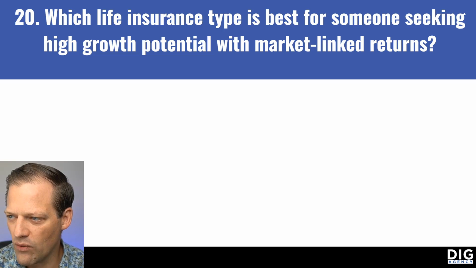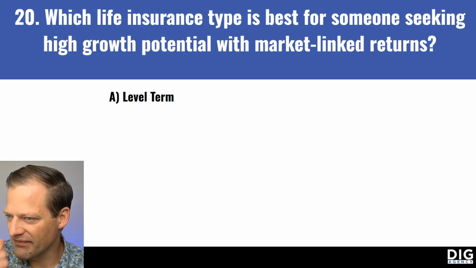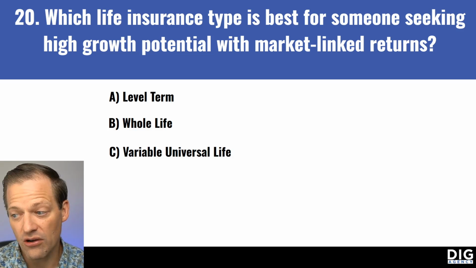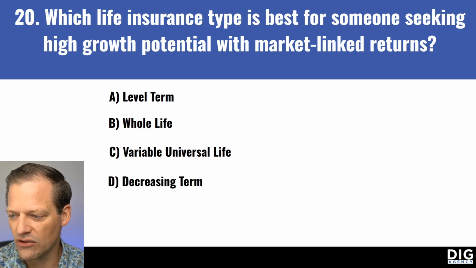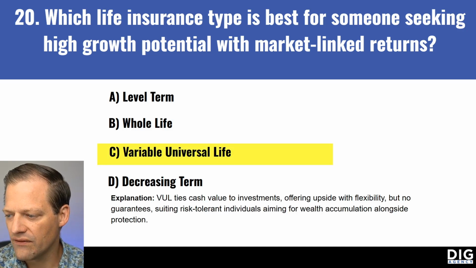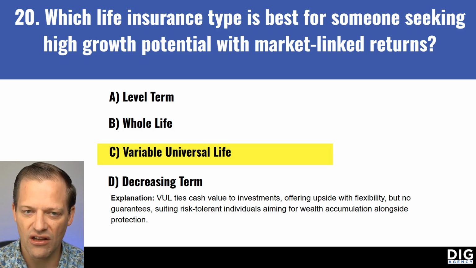And the last question today: which life insurance type is best for someone seeking high growth potential with market-linked returns? A, level term. B, whole life. C, variable universal life. Or D, decreasing term? The answer is C, variable universal life. VUL ties cash value to investments, offering upside with flexibility, but no guarantees, suiting risk-tolerant individuals aiming for wealth accumulation alongside protection.